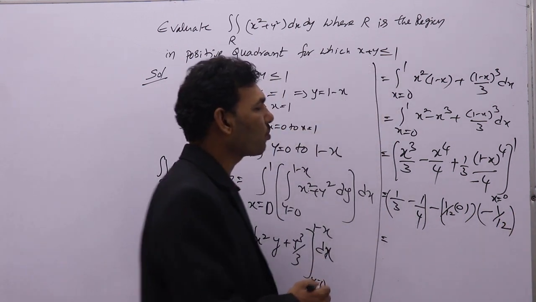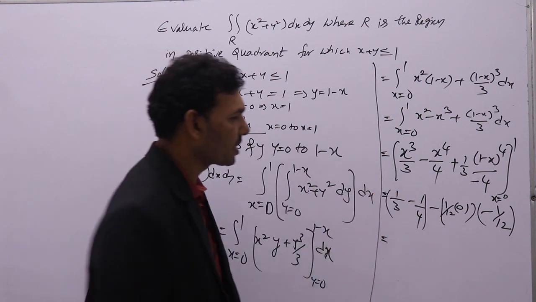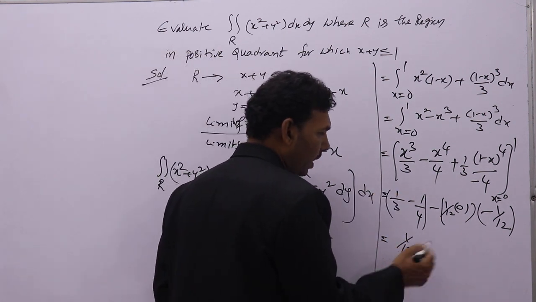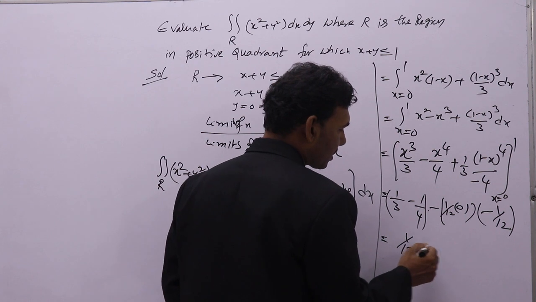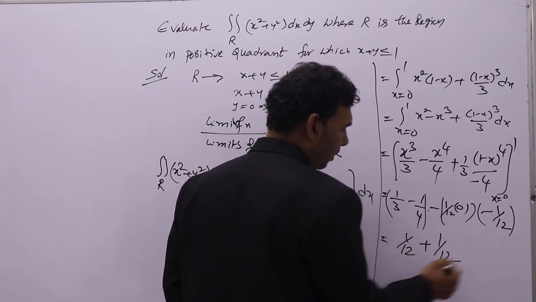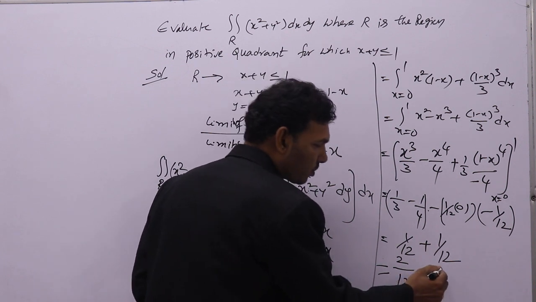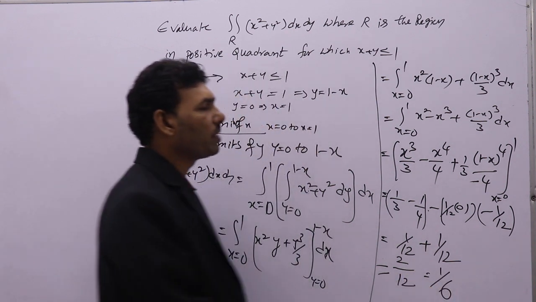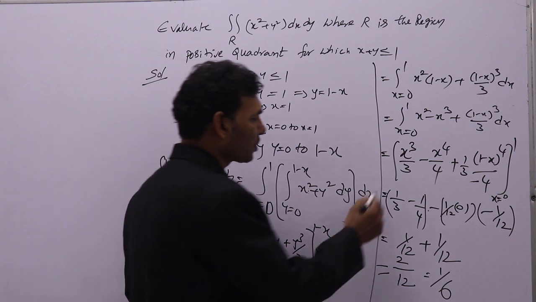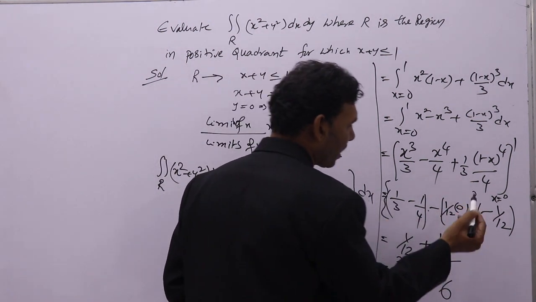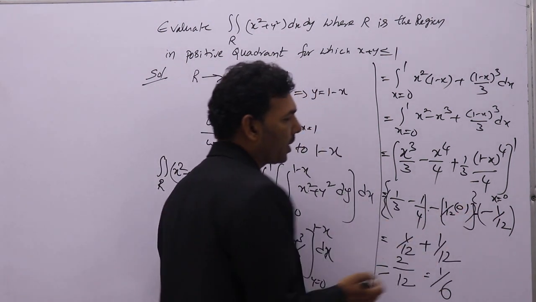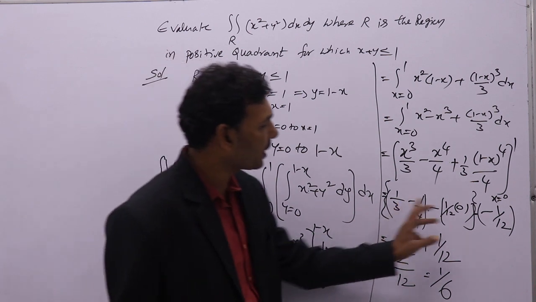1 by 3 minus 1 by 4. Take 12 as the LCM, 4 minus 3, 1 by 12. Here minus into minus plus 1 by 12. So if you take 12 as the LCM, you will get 2. 2 ones are 2, 2 sixes are 12, so 1 by 6 will be the answer. Here, no confusion: this is completely upper limit minus lower limit. This is completely the upper limit substitution.